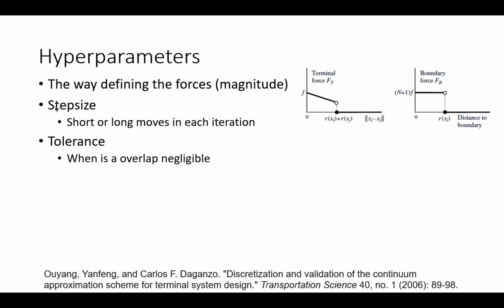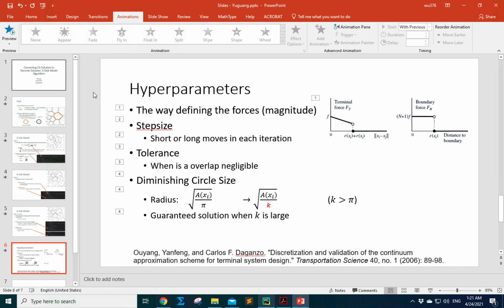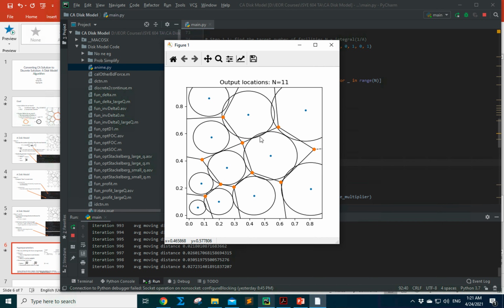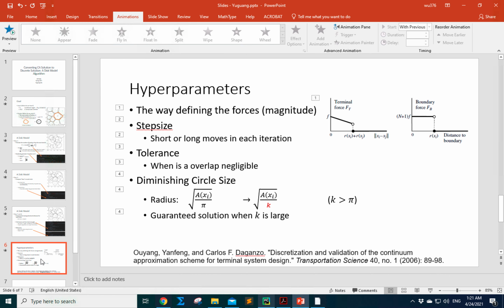Also, we have a tolerance parameter. When is the overlap negligible? For example, in a previous solution like this, there are still some overlaps, but we know that they are far away from each other. Do we just terminate the algorithm, or do we take other measures to keep the computations going? We need to define a small tolerance. For example, we know that these two circles, even though they have a small overlap, the force is small enough, and we can ignore that and just safely say we have reached a good solution.